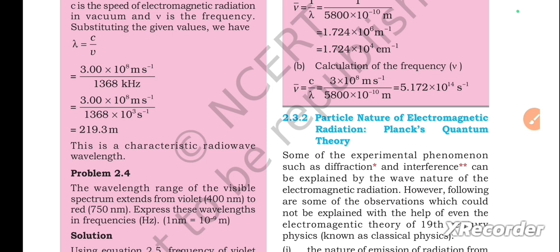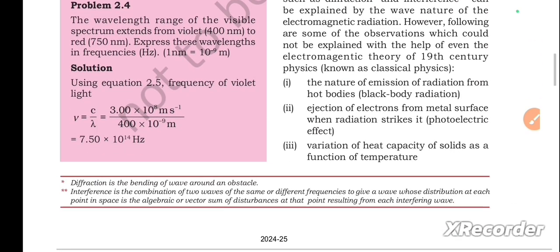Next is the particle nature of electromagnetic radiation, Planck's quantum theory. Some experimental phenomena such as diffraction and interference can be explained by the wave nature of electromagnetic radiation. However, the following are some observations which could not be explained even with the electromagnetic theory of 19th century physics, known as classical physics.